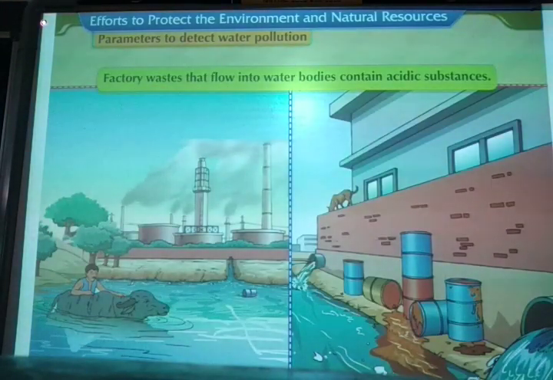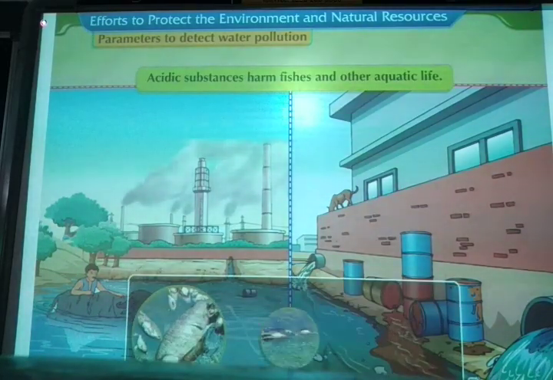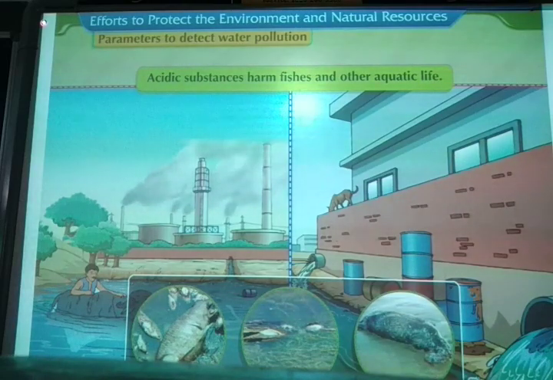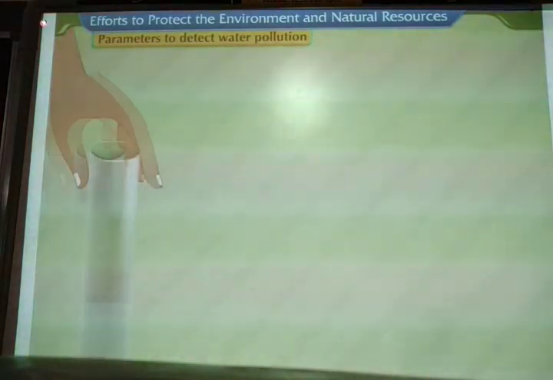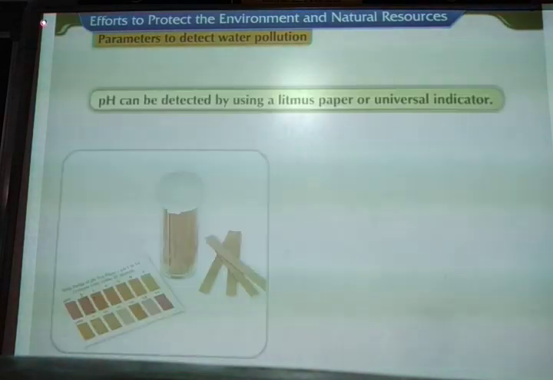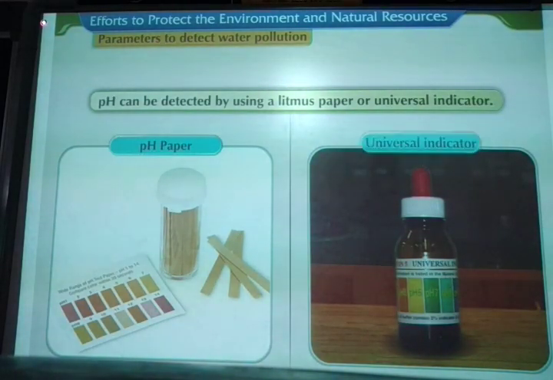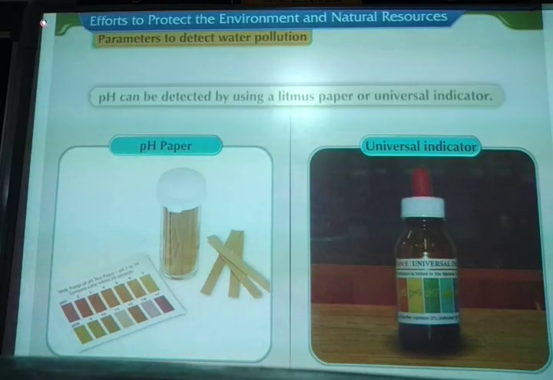Factory wastes that flow into water bodies contain acidic substances. These substances harm fishes and other aquatic life. A change in the pH of water indicates the presence of acidic or basic pollutants. This can be detected by using a litmus paper or universal indicator.